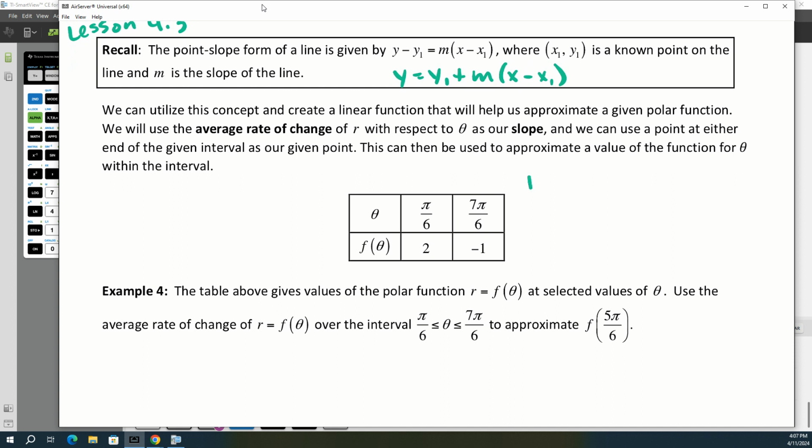So we would have that r is equal to r1 plus m, and what we're going to do is use the average rate of change as our slope. And then this is going to be theta minus theta sub 1. So when we do these problems, for this one example, we could use this theta and this r that goes with it, or we could use this theta and this r that goes with it. And when I was looking at lesson 4.3, I saw that on those we gave two answers. So same thing here. There could be two answers. All right, so since r is f of theta, we could also write it that way.